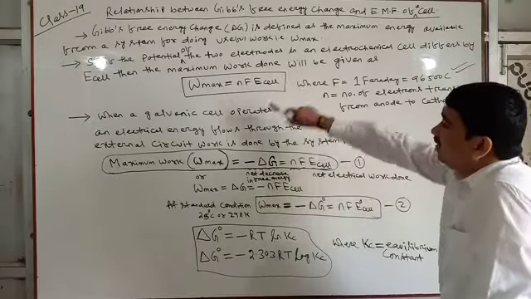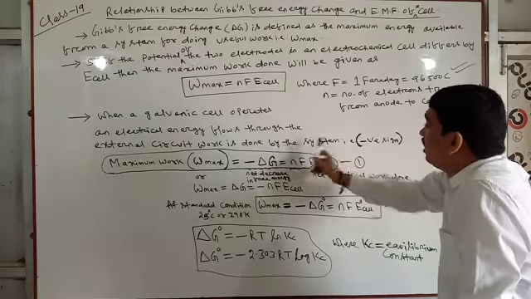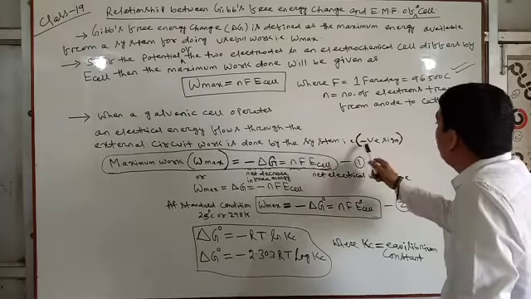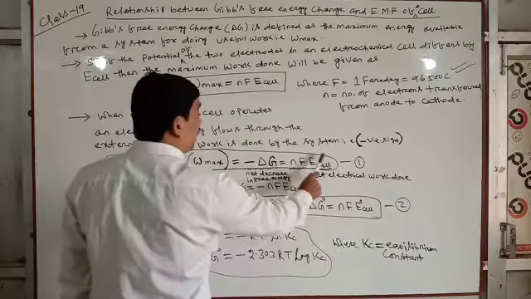So you can apply that. When a galvanic cell operates, electrical energy flows through the external circuit. Work is done by the system, so with a negative sign. Maximum work W max equals minus delta G, which is equal to nFE cell.